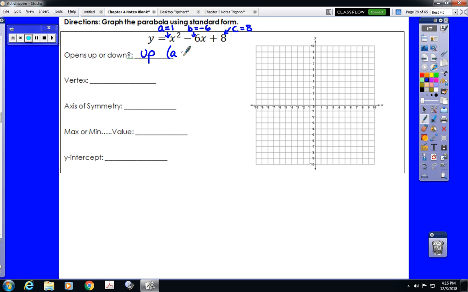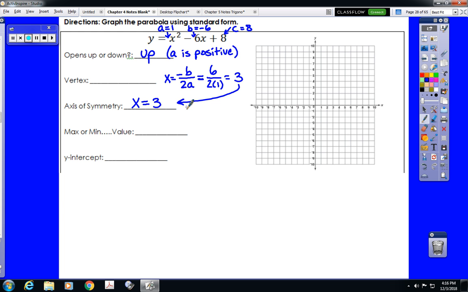Now as for whether this opens up or down, this particular function opens up. How do we know that? We know that because A is positive. And when A is positive, the graph opens up. Now, we're not going to do these in order because the vertex is sort of a combination of these next two steps here. So we're going to start with the axis of symmetry, -b over 2 times A. So that would be +6, because the opposite of -6, over 2 times 1, which would be 3. So the axis of symmetry is x equals 3.